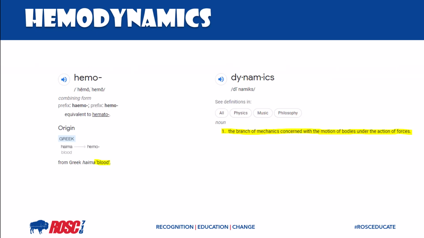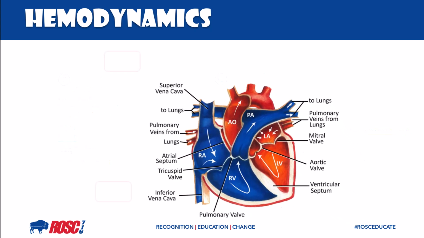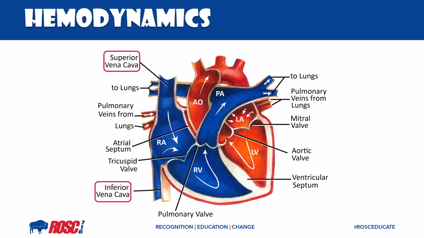When we look at the word hemodynamics, hemo is blood and dynamics is motion. So essentially this is blood in motion. With that said, it's best to start the presentation by tracking the flow of blood through the heart. As we all know, the blood travels back to the heart via the superior vena cava and inferior vena cava. These merge at the caval-atrial junction, and the blood then drops into the right atrium.